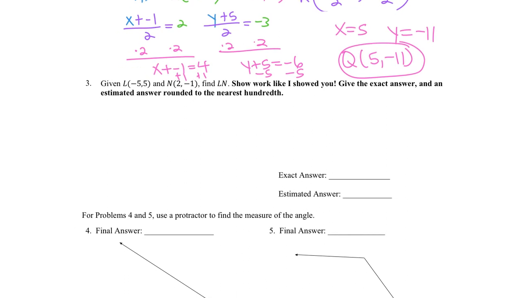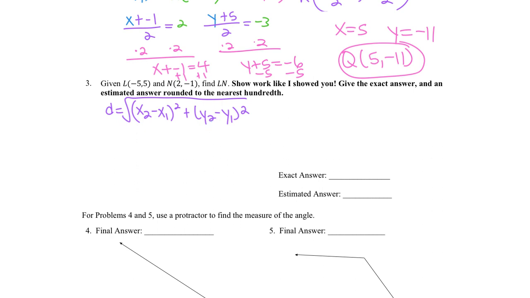It says, given these 2 points, find LN. Guys, this is just the distance between L and N. It is the length of the line segment LN. So you're using the distance formula. All right, so I wrote down the distance formula. You need to know that. And now let's go ahead and plug in our numbers here.